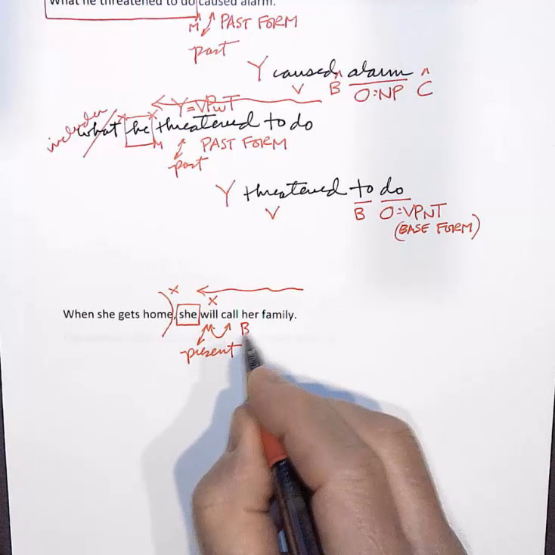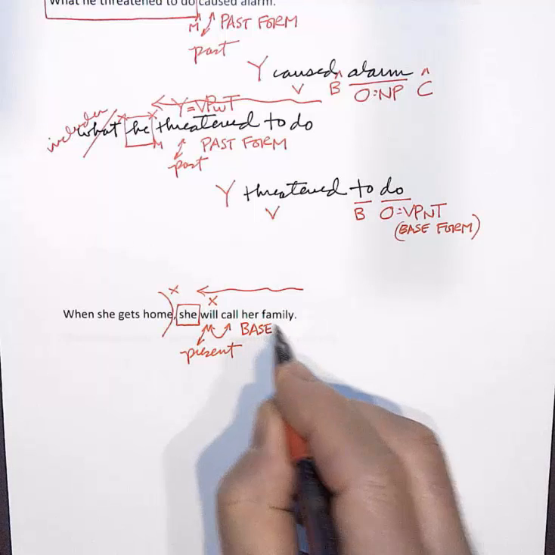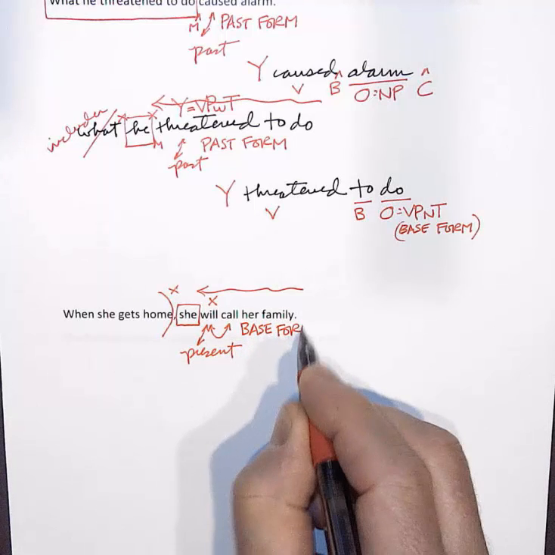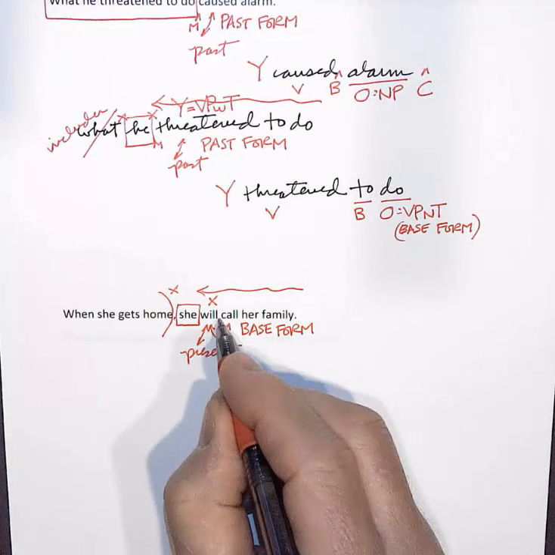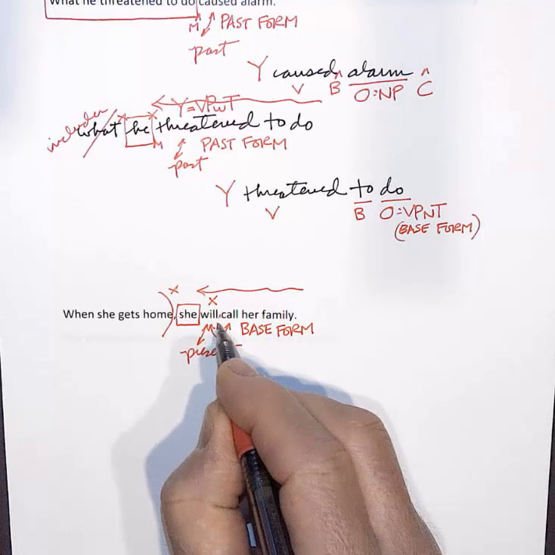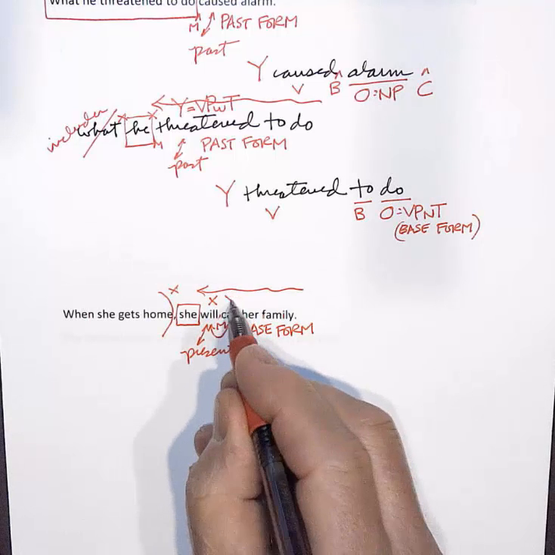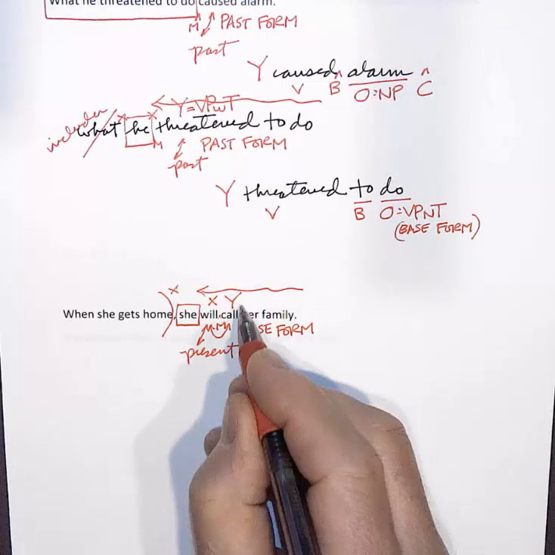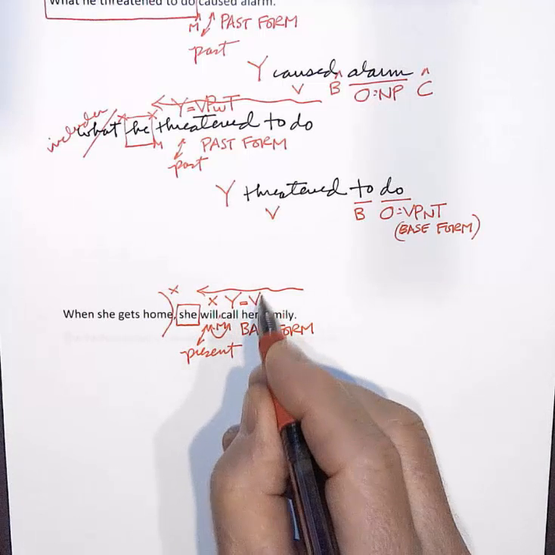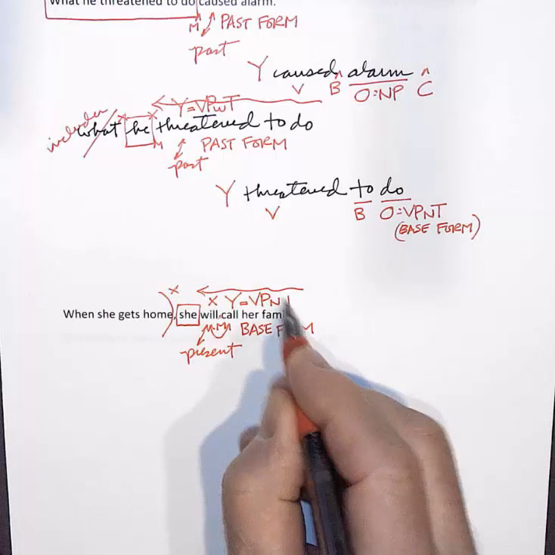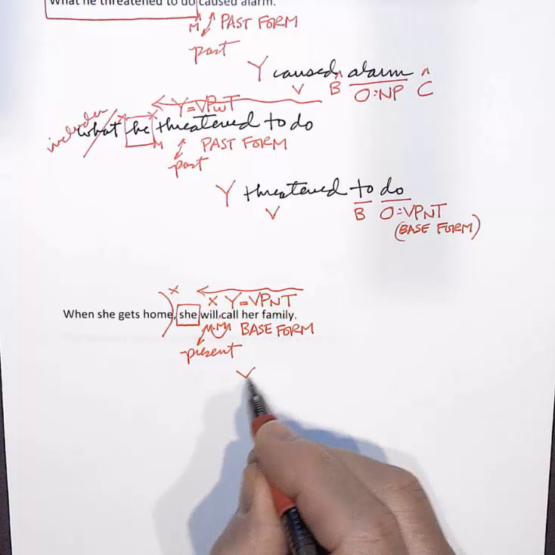Call is the base form. The M place is between will and call. Y is call her family. And Y is a verb phrase, no time. We'll rewrite the Y.